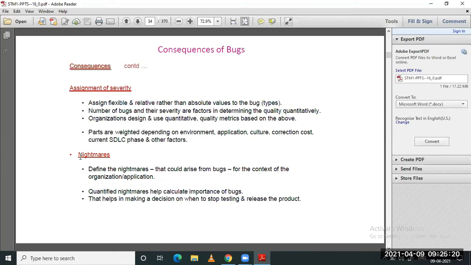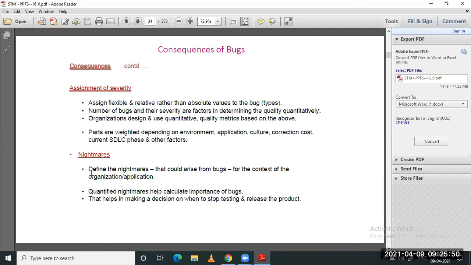So nightmares arise from bugs in the context of the organization or application. That means if you are developing a big application, or one related to a big organization, and a bug arises, then based on the context of the application you quantify it. Nightmares help calculate the importance of the bugs.